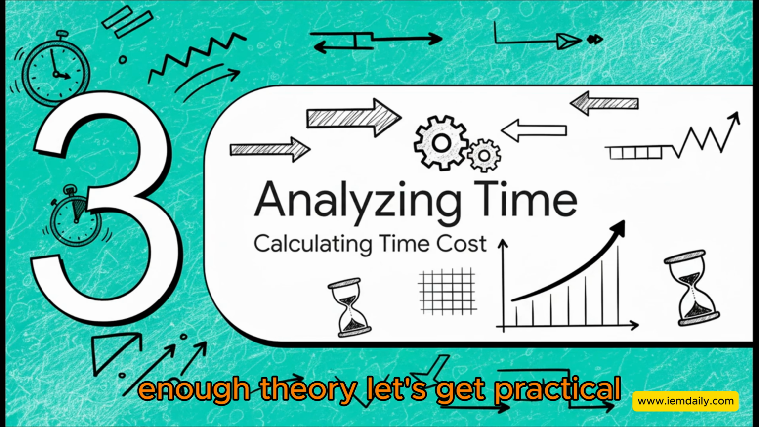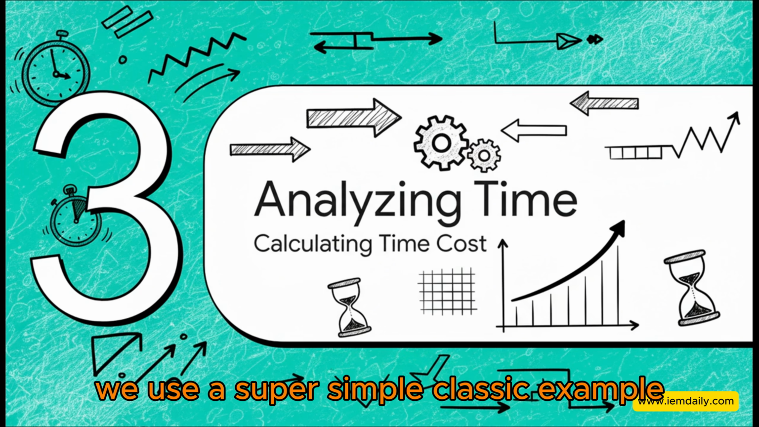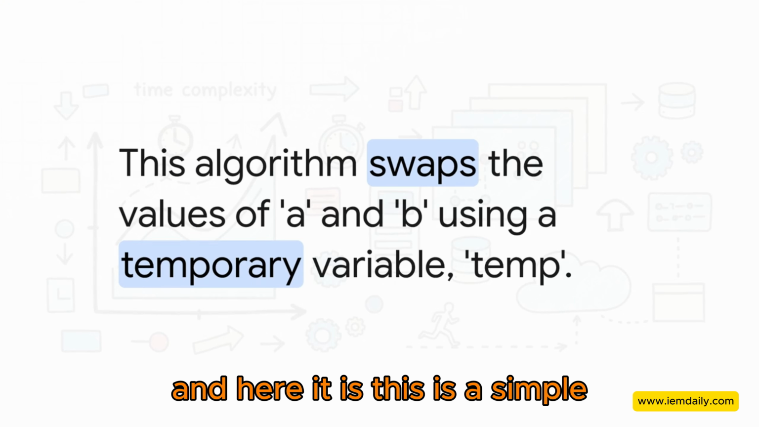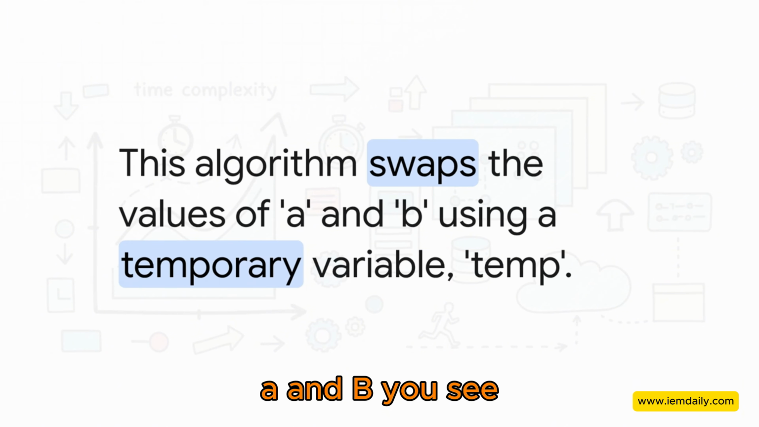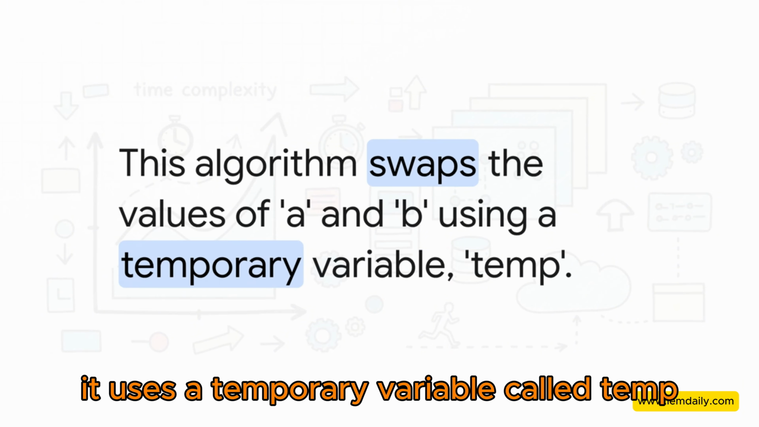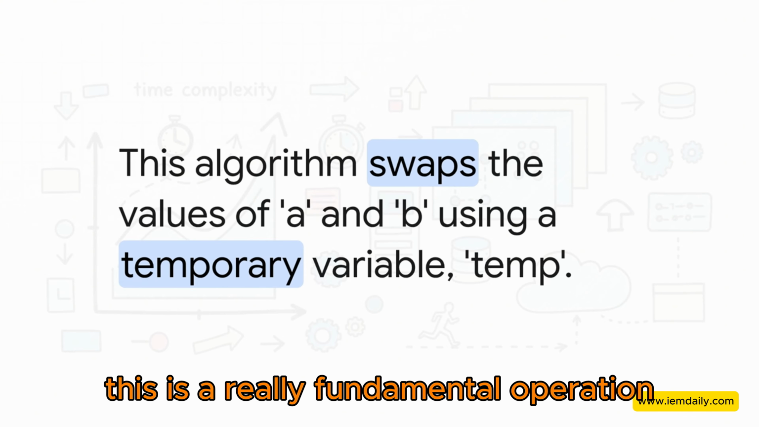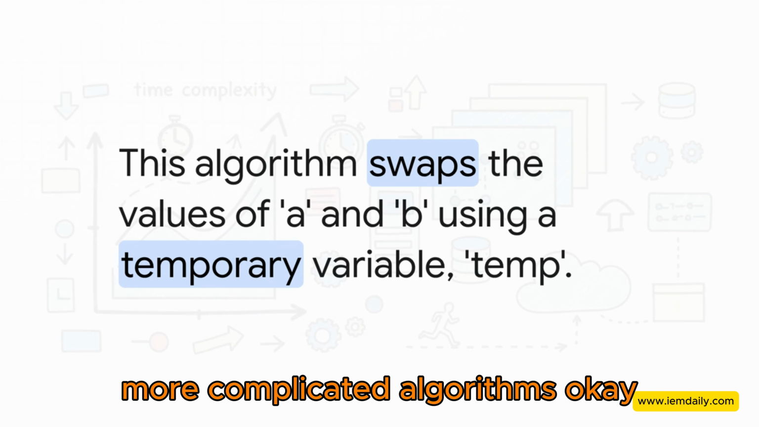All right, enough theory. Let's get practical. We are going to analyze our very first algorithm and figure out its time cost. We use a super simple, classic example just to see exactly how this whole process works. And here it is. This is a simple little procedure to swap the values of two variables, A and B. You see, it uses a temporary variable called temp to hold on to one of the values so it doesn't get overwritten and lost. This is a really fundamental operation you see inside lots of other more complicated algorithms.